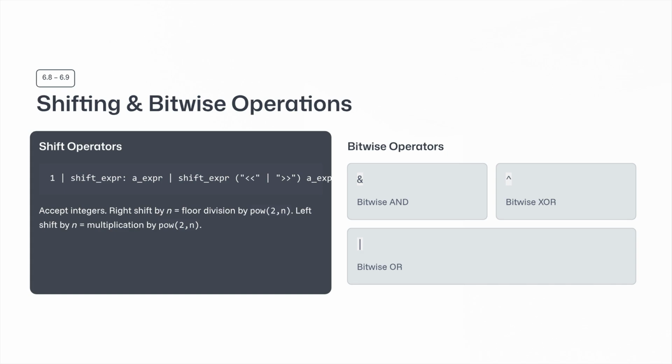Both accept integers only. Right column covers bitwise. Single ampersand sets a bit only if both operands have it. XOR, caret, sets a bit if exactly one operand has it. Or, pipe, sets a bit if either operand has it.